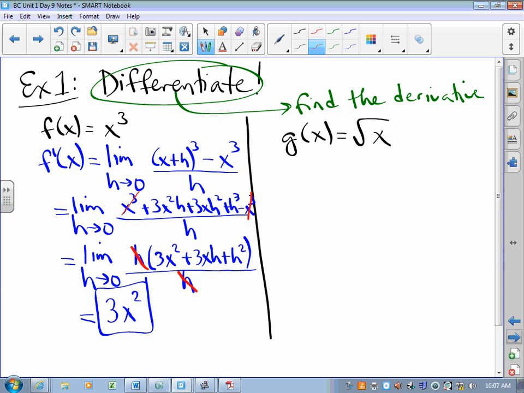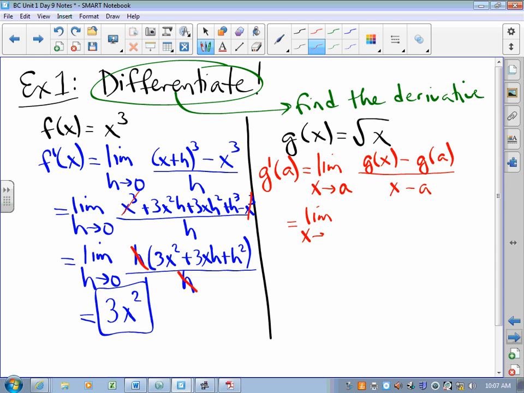The function is g. Really? I'm going to use g prime of a. I'm going to figure out what g prime of a is, and then because a is generic, I can just throw an x back in when I need to. I'm going to take the limit as x approaches a of g of x minus g of a over x minus a.